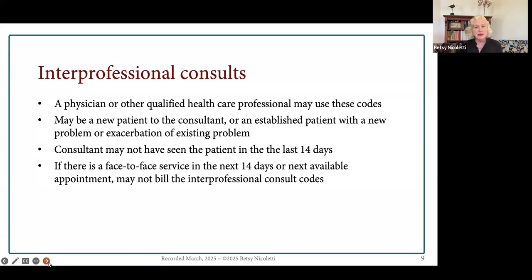So if the plan is, after discussion with the requesting clinician, that the consulting physician would see the patient in the next 14 days or next available appointment, you can't bill the interprofessional consult codes. And that's written in the section of the CPT book in front of the codes.